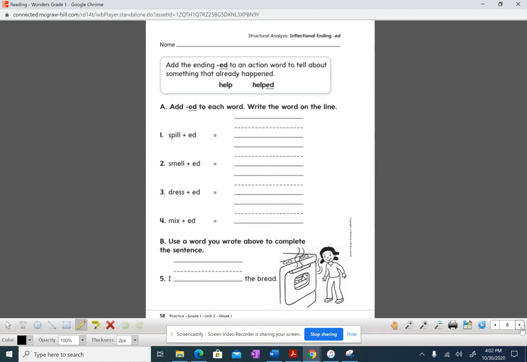So the first directions on the first page says to add ed to each word. Add the ed to an action word to tell about something that already happened. So ed at the end of a word tells you that it already happened. So if you look next to number 1, spill plus ed equals the word spilled. So let's write it together. Spilled. Then we just add the ed. I spilled the milk.